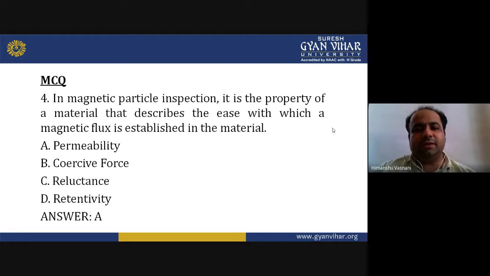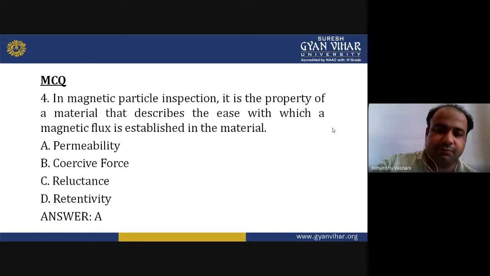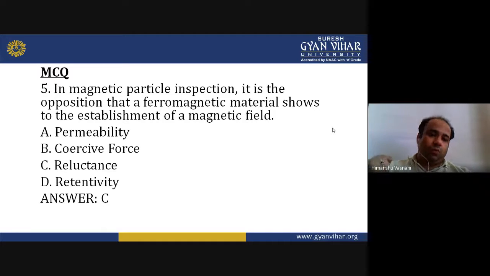What do you say? It is permeability, noted by mu. In magnetic field inspection, it is the opposition that a ferromagnetic material shows to the establishment of a magnetic field.